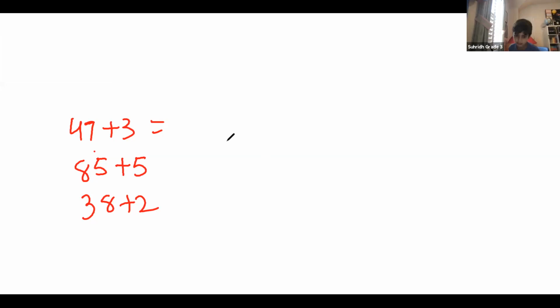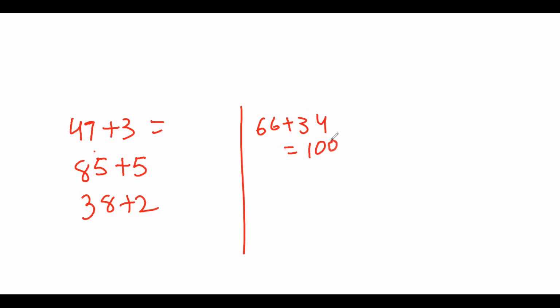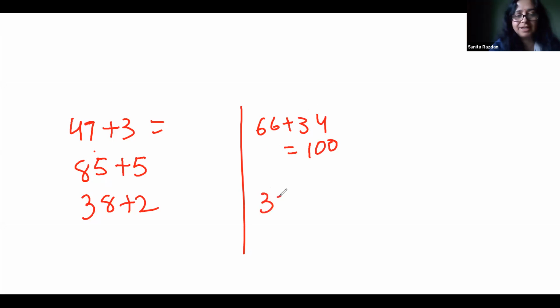So there you may have different options, 66 plus 34. What will you do here? You add the tens first. How much is that? That's 9. 9 tens and 1 ten, since 6 plus 4 equals 10, and then you carry it over to the 9 and it becomes 100. Very good.